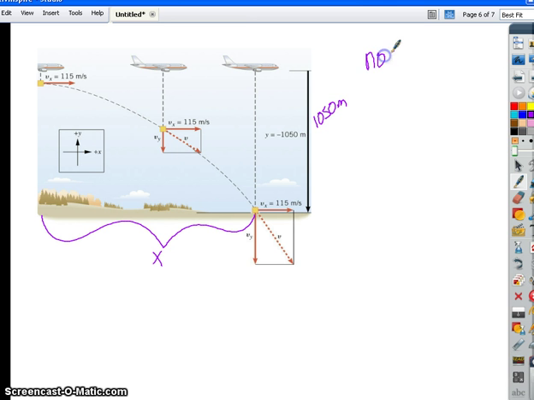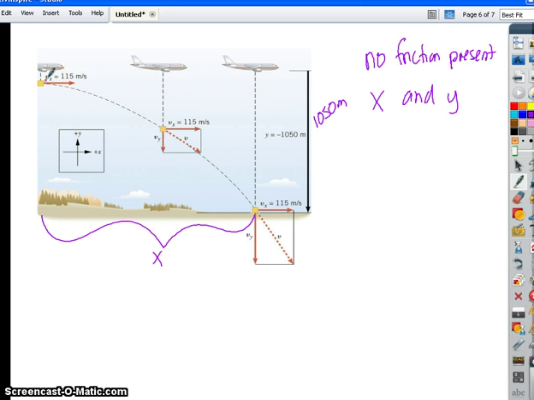Let's go back to that question. No friction present. So this package, when it is moving down, it's going to have an x component and a y component. There are no forces present that are going to slow it down in the x direction. If you look at this picture, we notice it has a velocity of 115 meters per second, the exact same as the plane. The velocity is the velocity of the plane in the x direction.